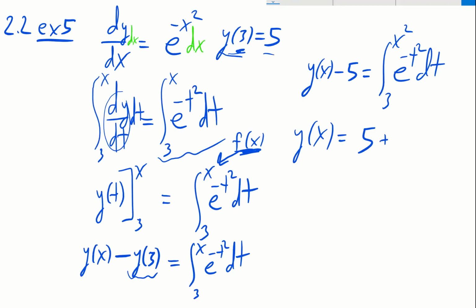If my pen doesn't disappear. There we go. 3 x squared, excuse me, not x squared. Where did x squared come from? It should be x. X was our upper limit of integration. E to the negative t squared dt.